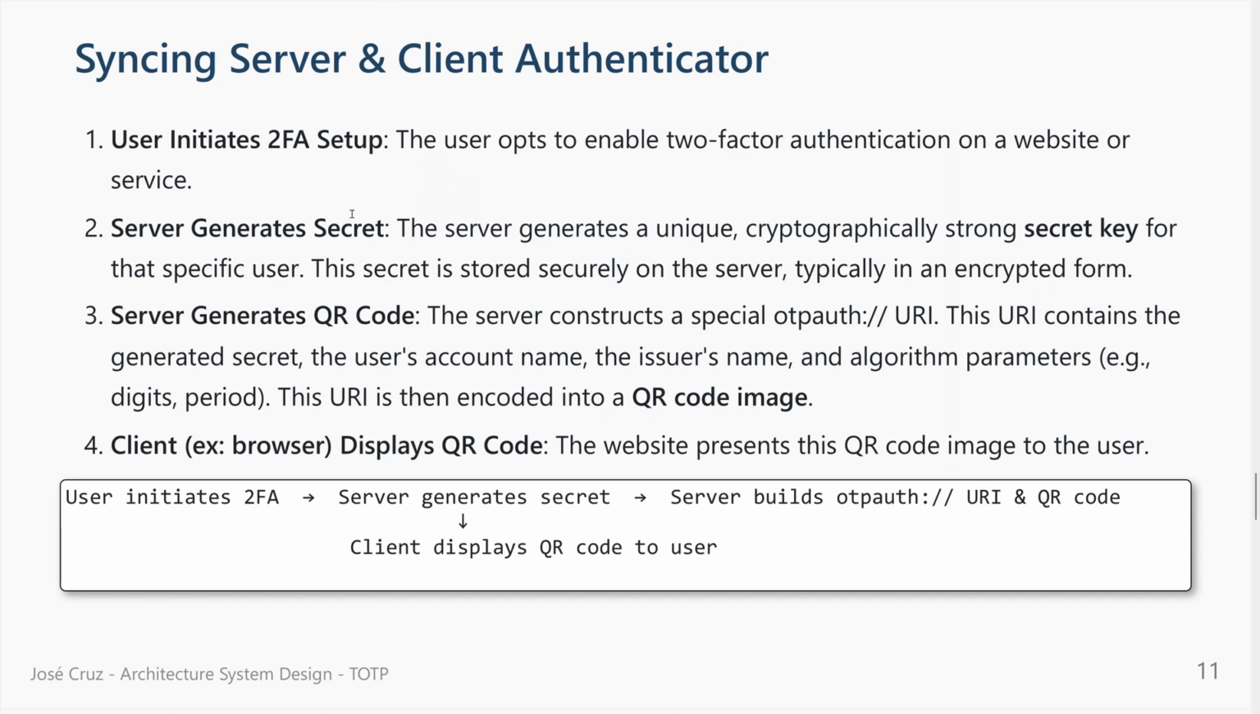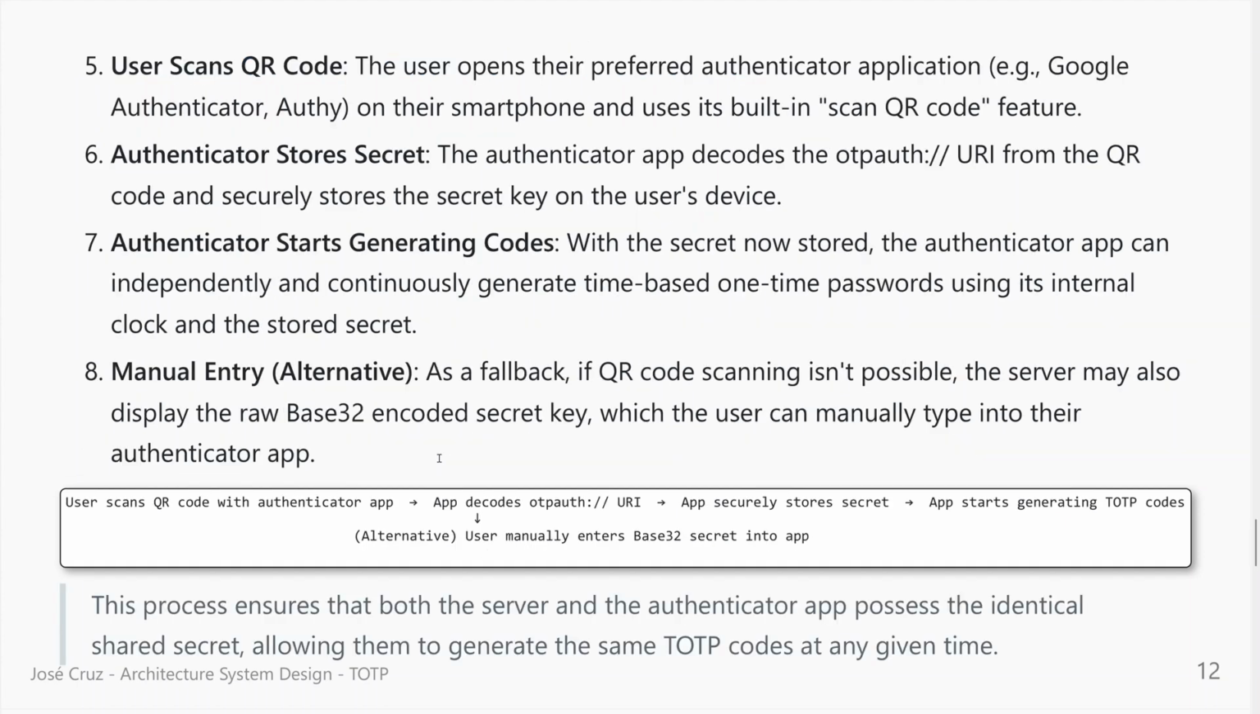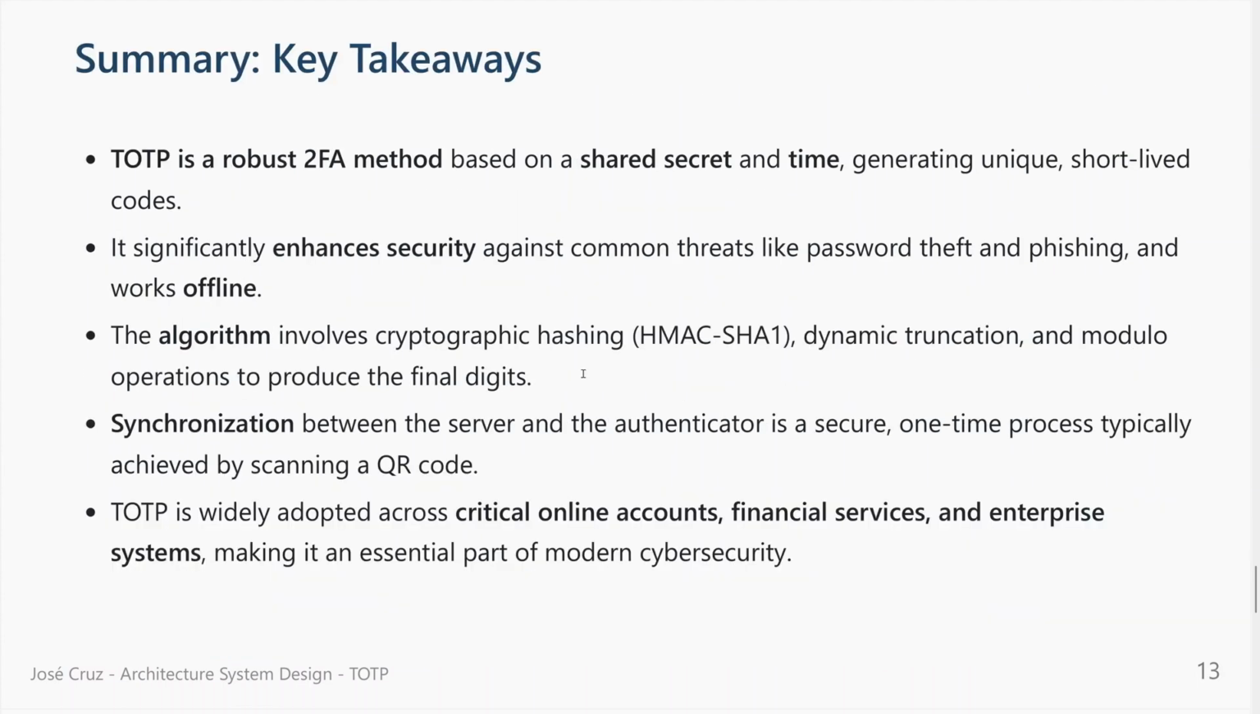You can just pause here and say, okay, initiate the setup, the server generates the secret, the server generates the QR code, the client displays it. You probably already did this in the past if you have used TOTP at least once with your servers and applications. You can pause here and read, but the flow is the one that I explained. Here you just have more details if you want to read it. So this is how it works.